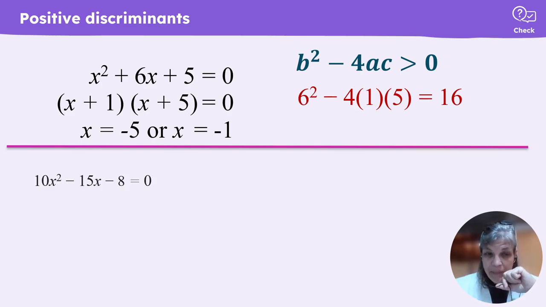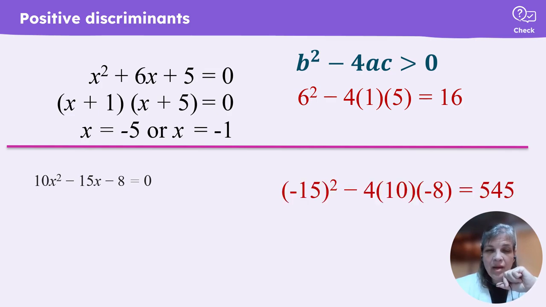Let's try another one. If you had this equation, what would the discriminant be? We would take b squared minus 4ac and we get a positive number. Now this one doesn't factorize easily. So I wanted to show you an example of this is a case where you would solve and get those two roots. We know it has two roots because of the positive discriminant.